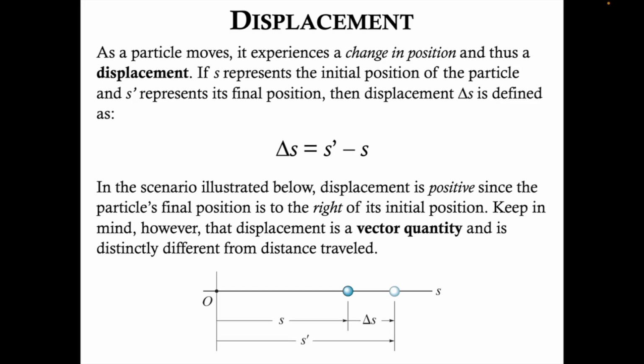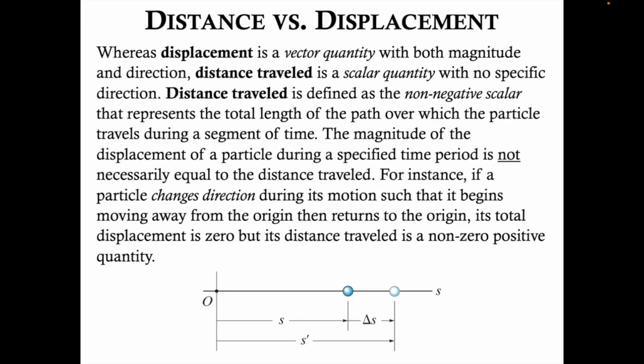Keep in mind that displacement is a vector quantity and is distinctly different from distance traveled. Whereas displacement is a vector quantity with both magnitude and direction, distance traveled is a scalar quantity with no specific direction. Distance traveled is defined as the non-negative scalar that represents the total length of the path over which the particle travels during a segment of time.